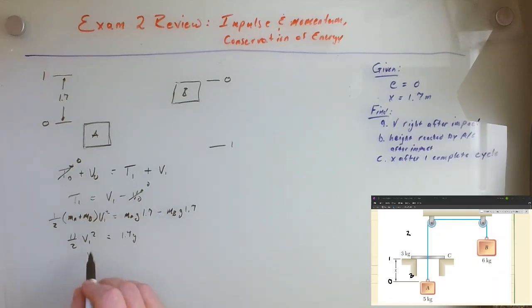So then V1 is equal to what? The square root of, looks like 2/11ths times 1.7 times 9.81. Okay, and let me run that through the calculator and see what we get.